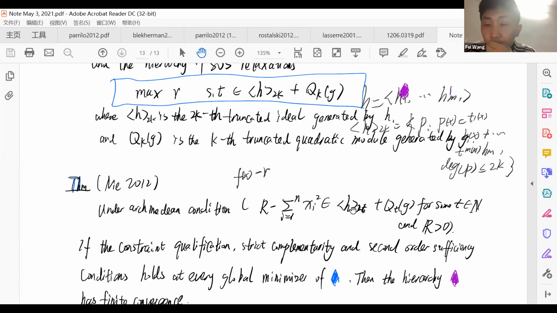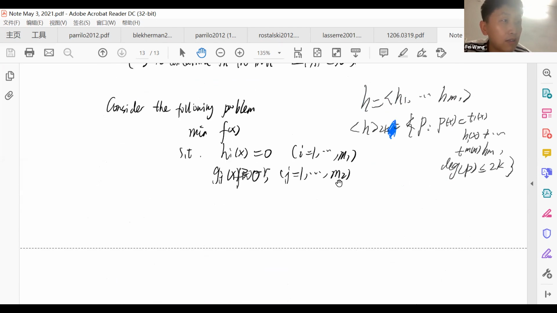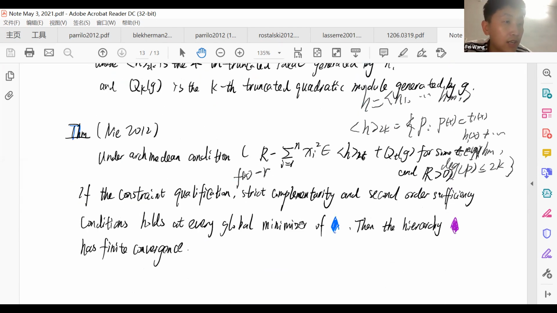And then if the constraint qualification, strict complementarity and second order sufficiency condition hold at every global minimizer of the original non-convex problem, then the hierarchy has finite convergence. It means for some finite k, this sum of squares problem exactly solves the non-convex optimization problem.